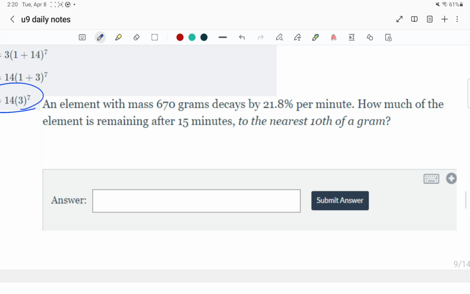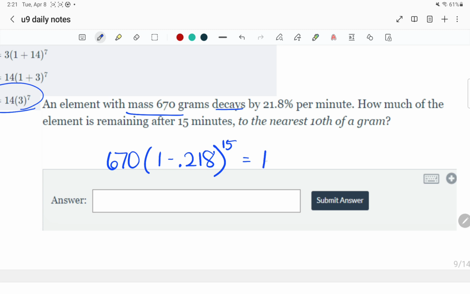Here's our last one. Same vibe. It's a different section of your homework, but I think the questions honestly take from the same bank. So 670 is my initial mass, and it's decaying, so that's 1 minus 21.8% per minute. I'm going to move the decimal place over to 0.218, and then I'm going to put it to the 15th power. This is a calculator problem. Please don't try to do this in your head.